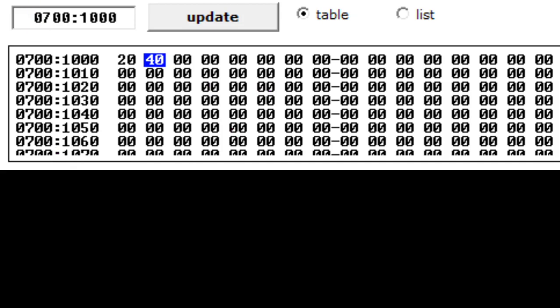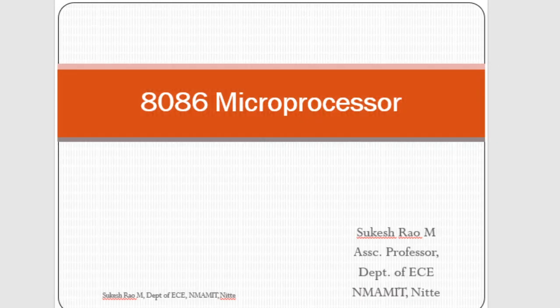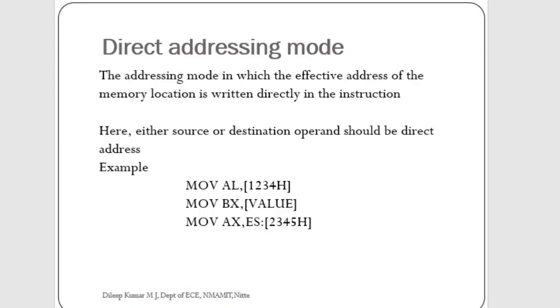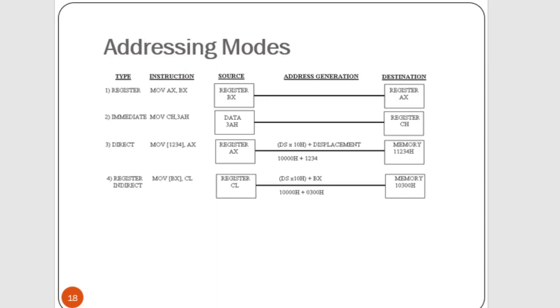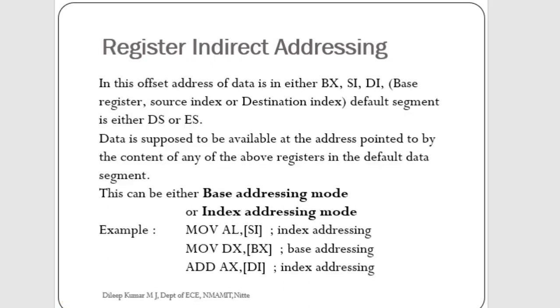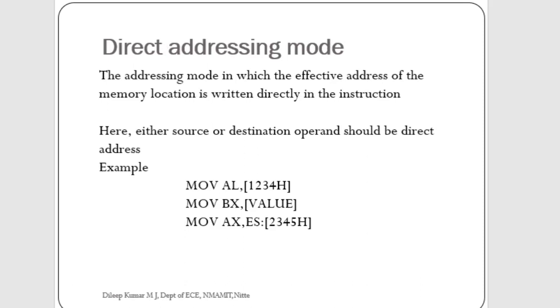So this is about the types of addressing mode: the register addressing mode, the immediate addressing mode, and the direct addressing mode we have seen. Here is the register addressing mode, and this is the register indirect addressing mode.